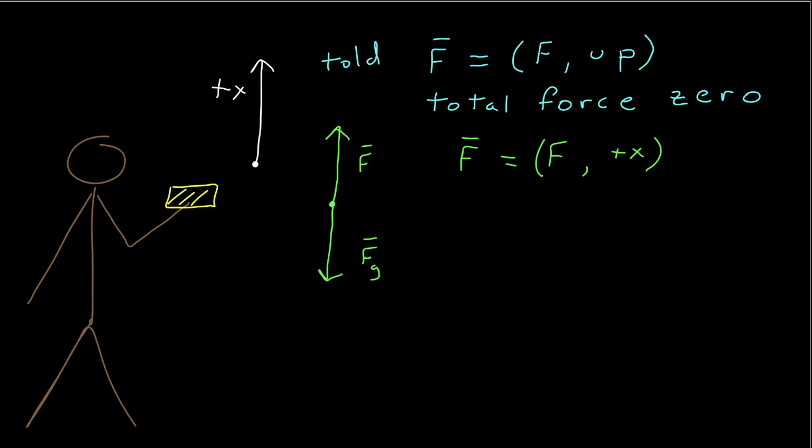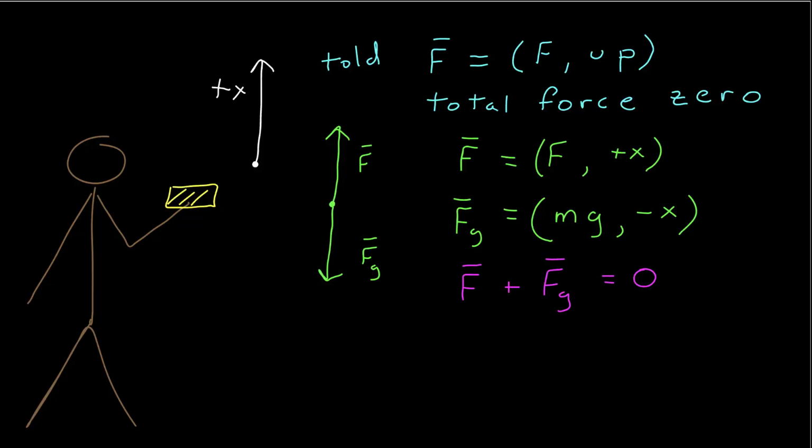But we also know that there's a force due to gravity on the book. And given our gravitational force model near the surface of the Earth, we know that it has a magnitude of mg, where m is the mass of the book, g is the acceleration due to gravity, and given our coordinate system, it is pointing in the negative x direction.